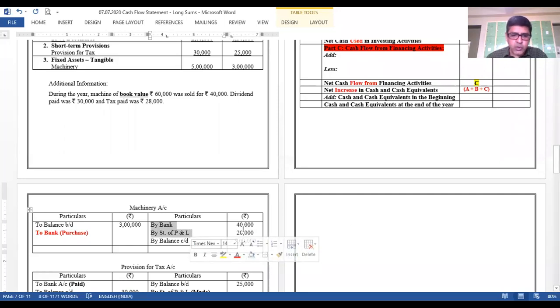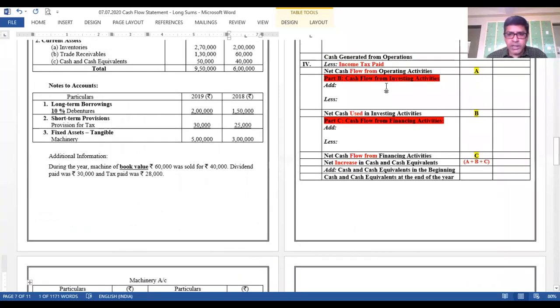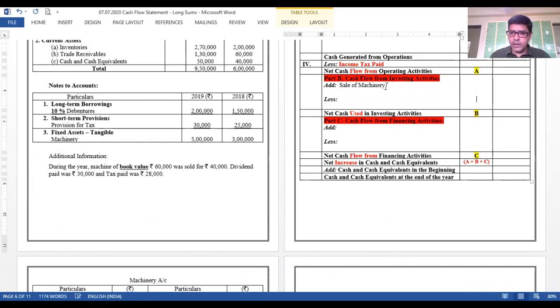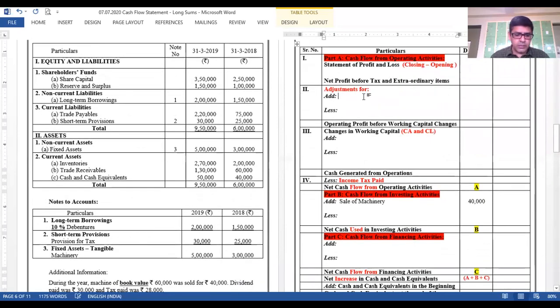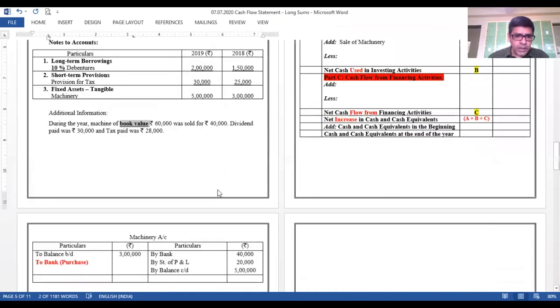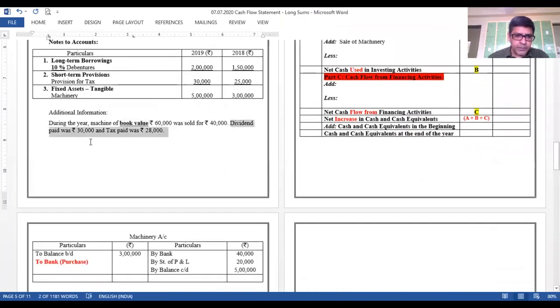The second effect of these two amounts now: sale of machinery, investing activity, it has to be added over there. Sale of machinery, amount is 40,000. And there was a loss also. Losses are to be added in the adjustment part. Let us write over there: loss on sale of machinery, amount is 20,000.